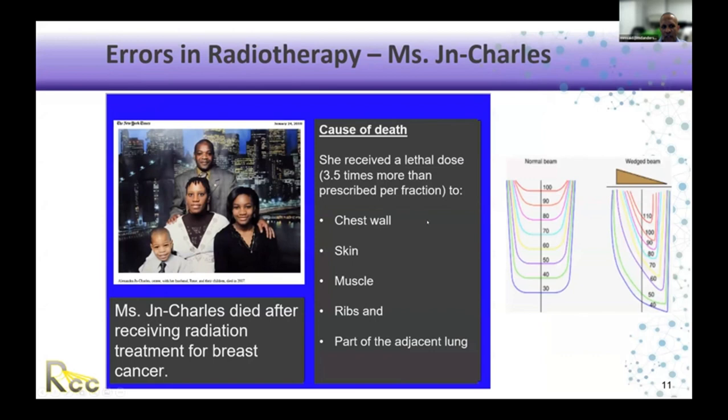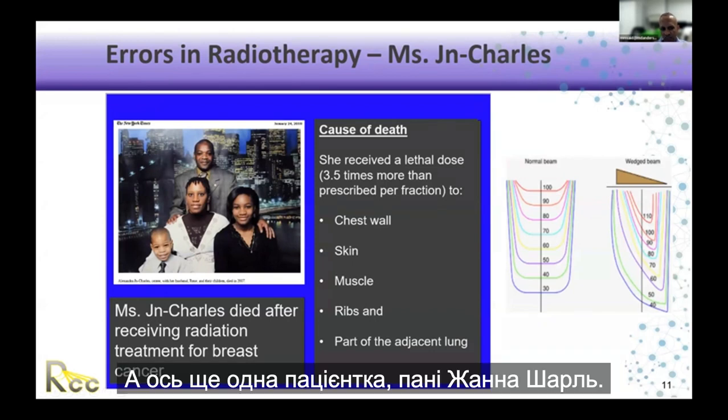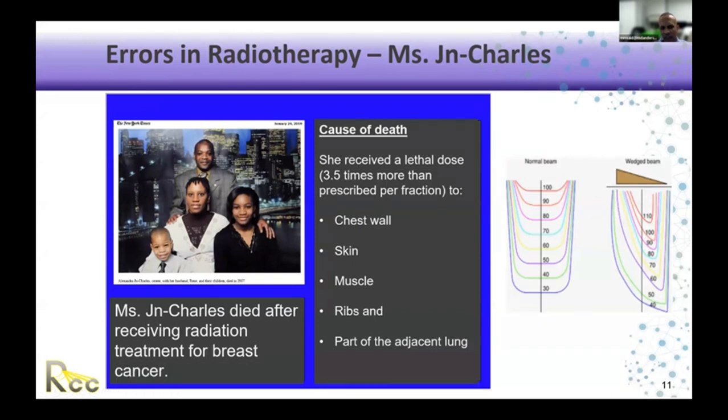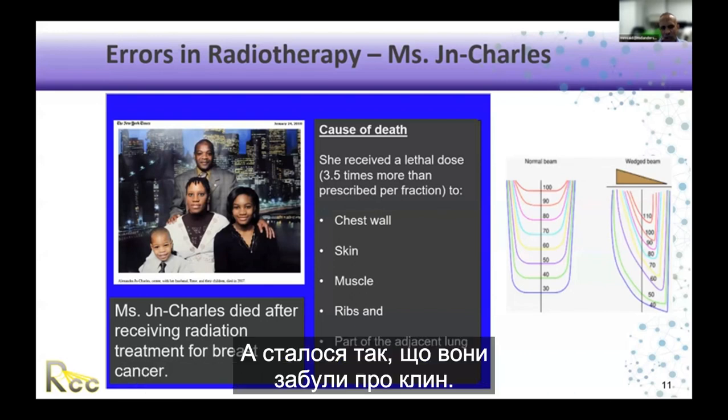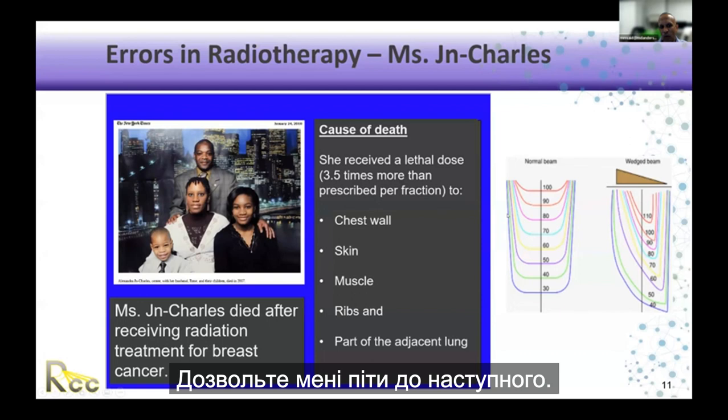All right. Here is another patient, Ms. Jean Charles. She was getting a treatment for her breast. And what happened is they forgot the wedge. Let me go to the next one.